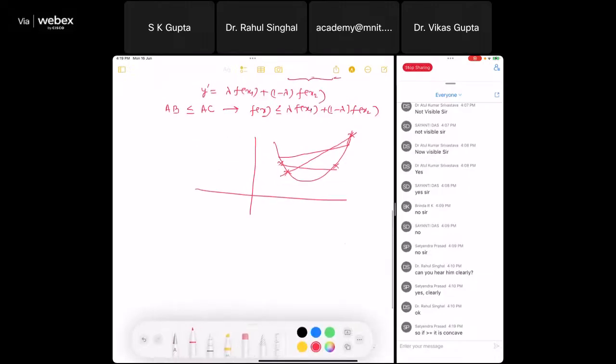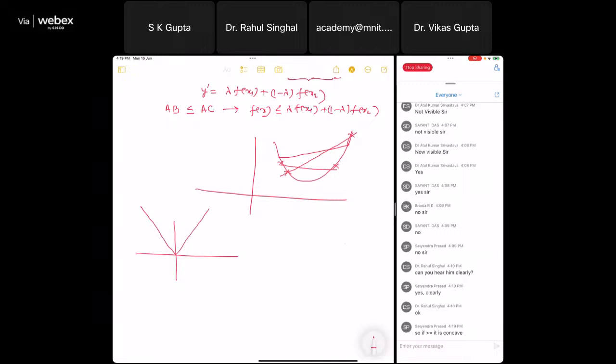suppose you take mod x. This is the graph of y equal to mod x. You take one point here, one point here, join the chord, it lies on the curve. You take one point here, one point here, join the chord, it lies above the curve. So this is clearly a convex function.